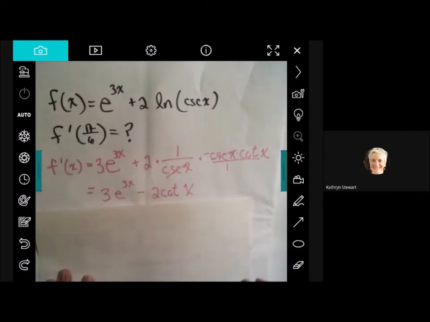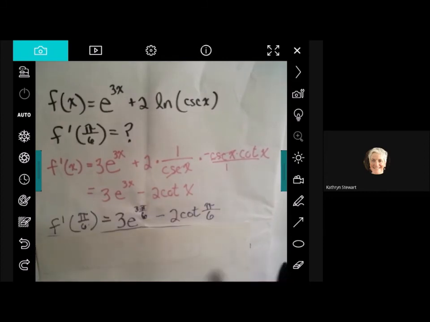Now it's time to substitute in my pi over 6. 3 times e to the 3 times pi over 6. That's going to just become pi over 2, of course. Minus 2 times the cotan of pi over 6.